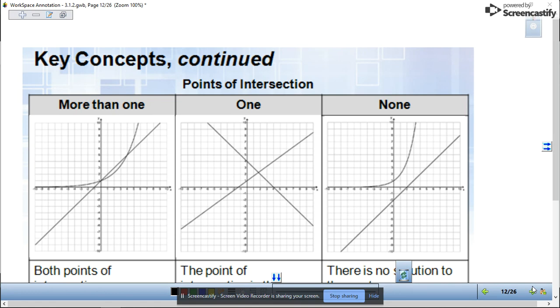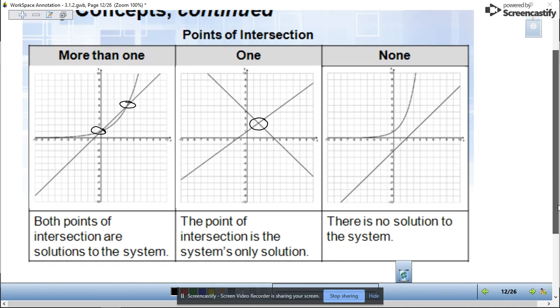So, talk about points of intersection. Here would be an example of more than one. Linear, which is what we just worked on, has a single point of intersection. And then sometimes we have no points of intersection. That would be like the last one here. So in other words, both points of intersection are solutions. There's only one solution, and then here there's no solution.